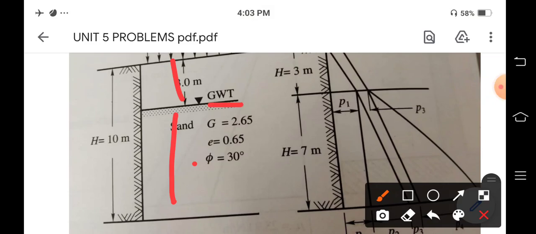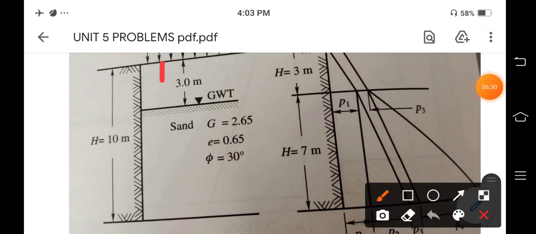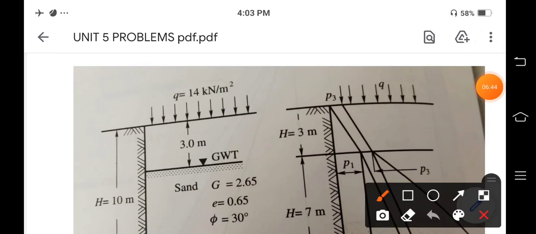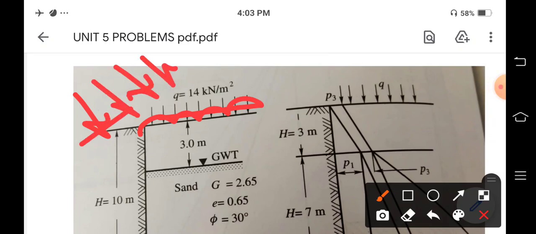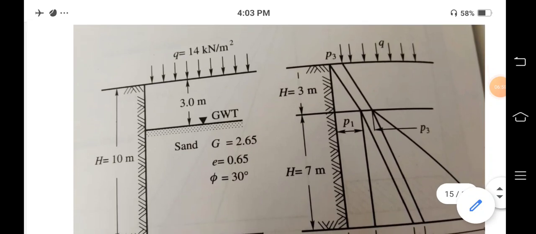So this is a partially submerged backfill. In this case, the first height is 3 meter. For the 3 meter there will be only soil, there is no water. In the second case there is the groundwater table, meaning soil plus water, and in addition to that there will be a surcharge. This surcharge is like a uniformly distributed load, shown as a UDL, and its intensity is 14 kilonewton per meter cube.